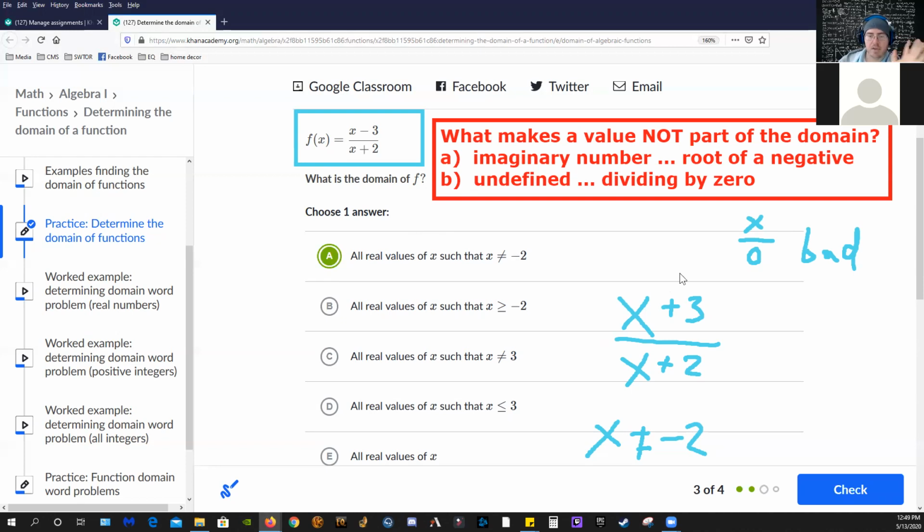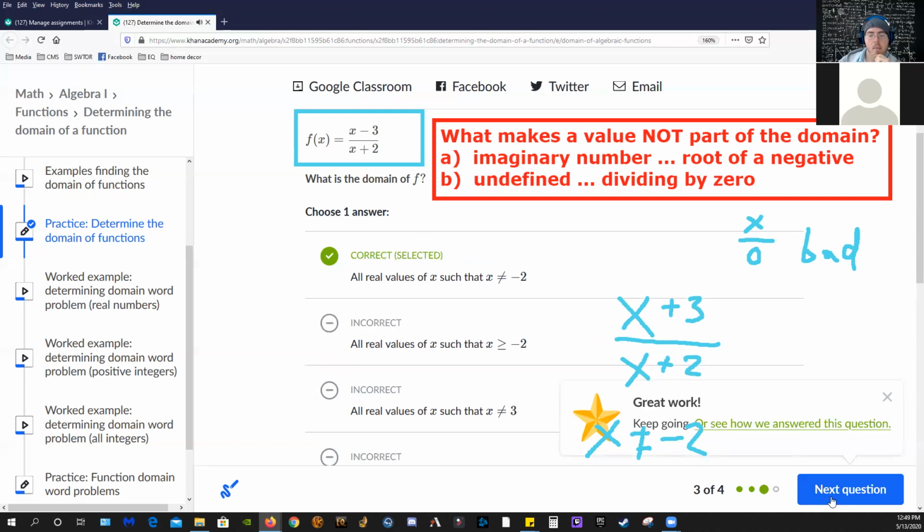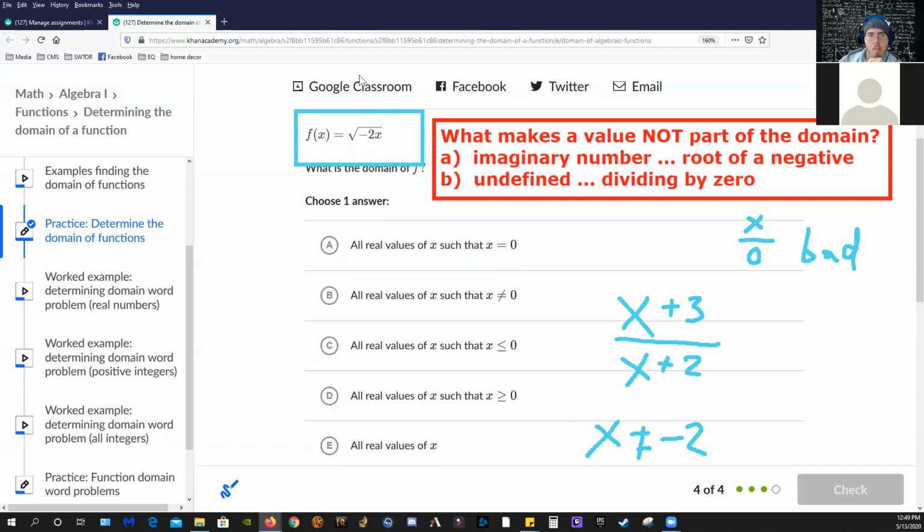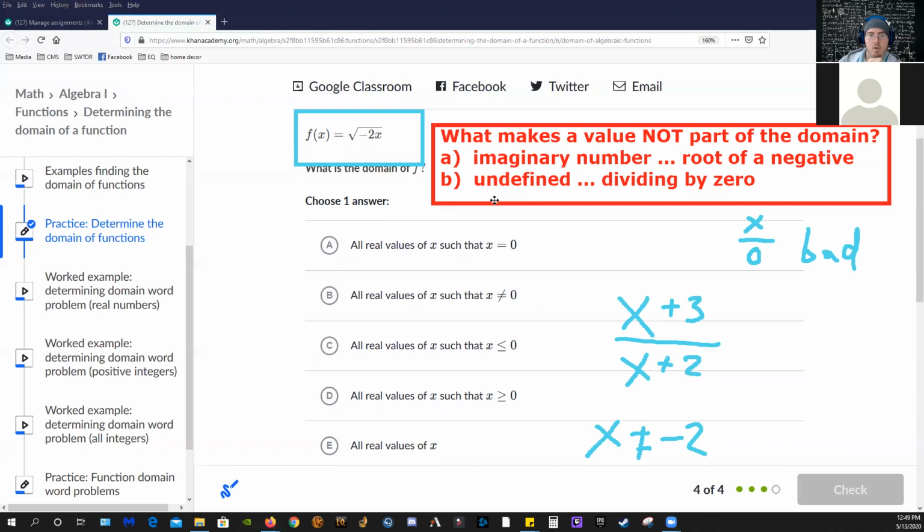I don't care if the fraction is negative or positive. It just cannot have a 0 in the denominator. And the only way that becomes 0 is if you add a -2 to the 2. Yeah. Okay. Last one.